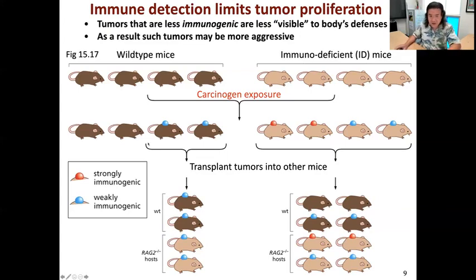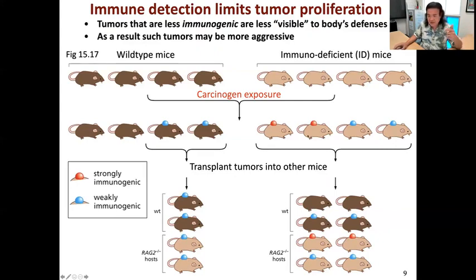The second part of this experiment is that you take some of these weakly immunogenic tumors and inject them into another set of mice, the wild type ones and the immunocompromised ones. Not surprisingly, because they were grown in the dark brown mice to start with, these aggressive cancer cells can still form a new tumor in the dark brown ones. And not surprisingly, because the RAG2 knockout mice are already immunocompromised, these tumors can also grow in them.